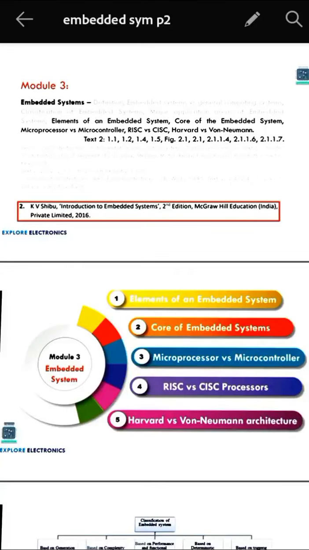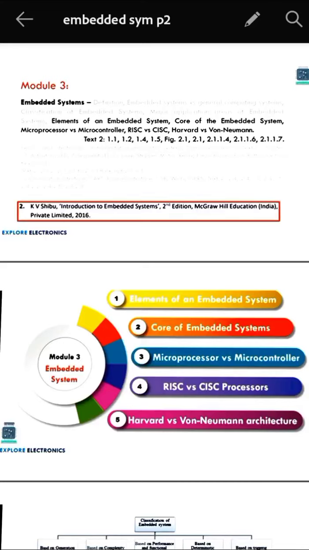Hi everyone. In the previous session we studied the definition of the embedded system, the difference between general purpose and embedded system, some classifications of embedded system, and some of the major applications of the embedded system.